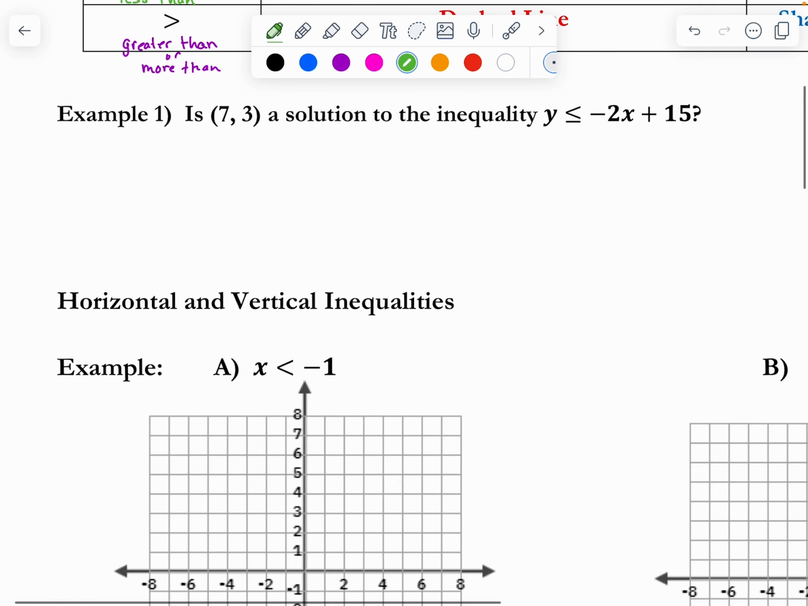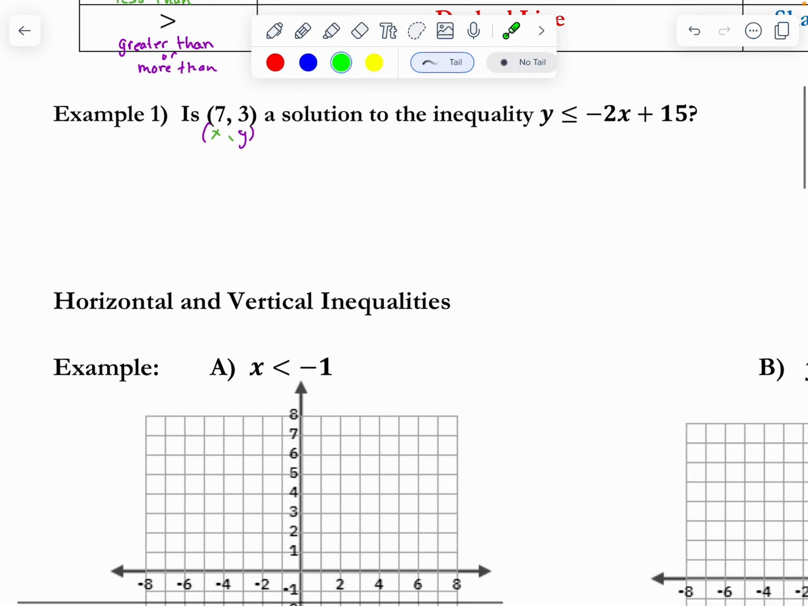So in example 1, it's just asking us, hey, let's check to see if 7 comma 3 is a solution to my inequality. Well, how can we do that? What does that mean? Whenever we have an inequality, we have an infinite amount of answers, and so we're just checking to see if this is part of our infinite answers. And the way that we would do that is, remember, if this is my x and this is my y, all we have to do is plug them in.